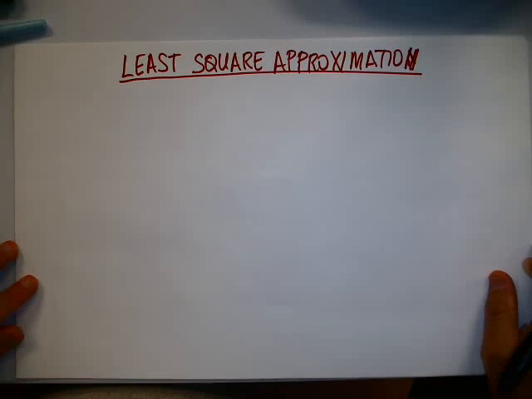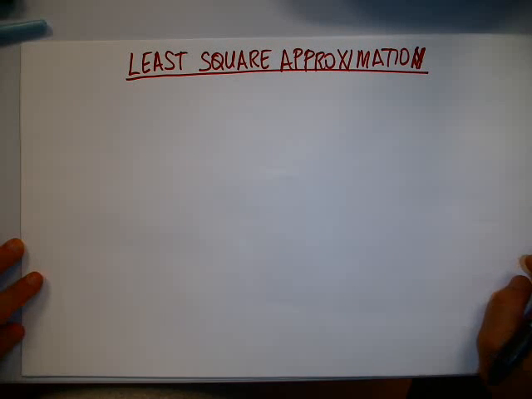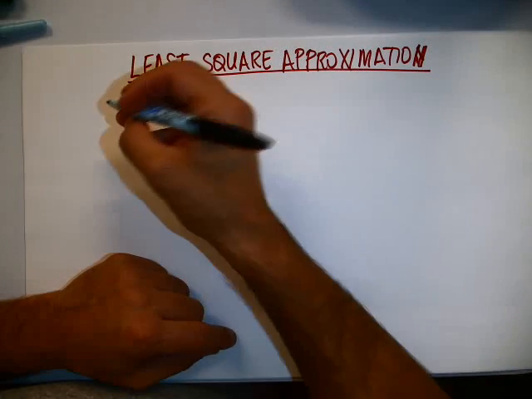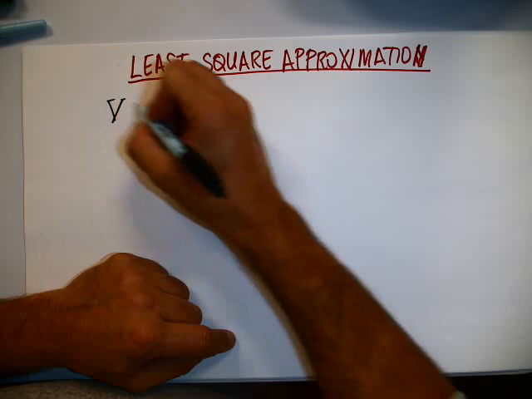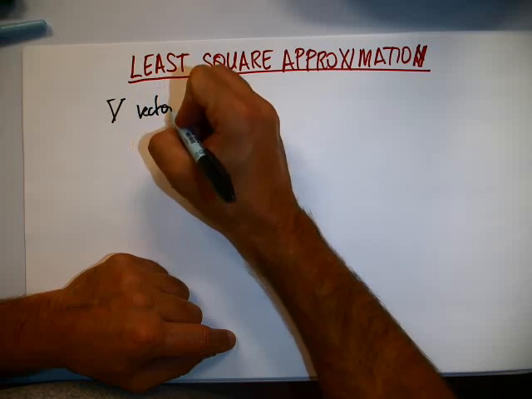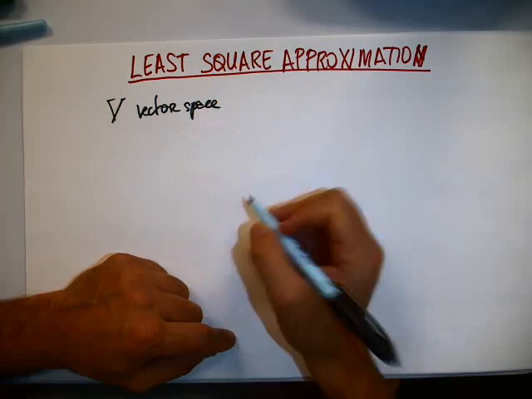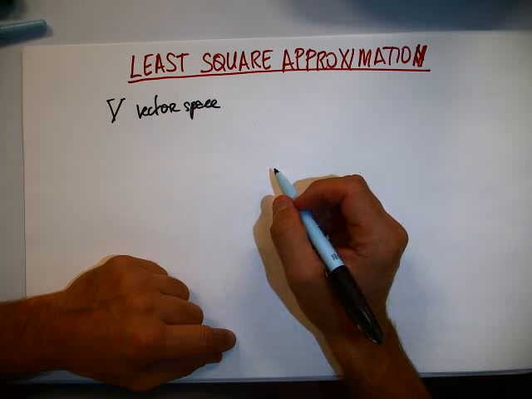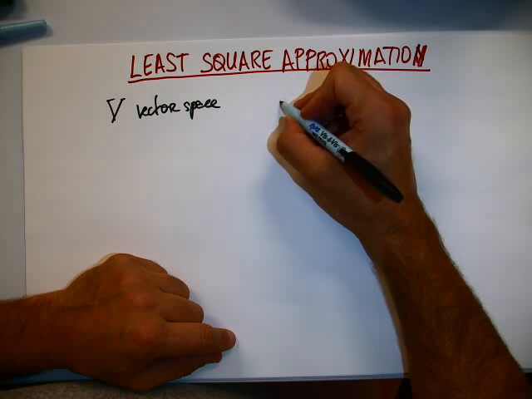Okay, today we are going to discuss least square approximation, okay? That will be useful for formulation of generalized Fourier series. Let's assume that we have a vector space V, and this vector space V is equipped with dot product or scalar product.